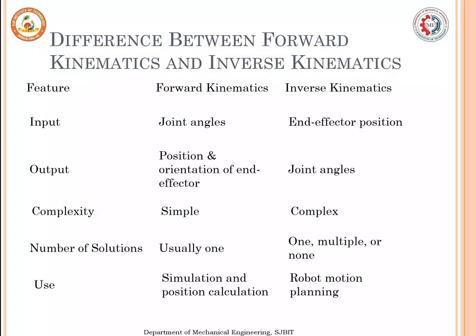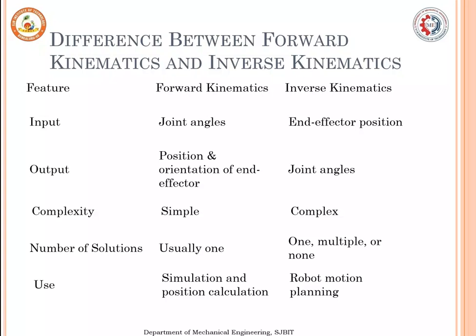So what is the difference between forward kinematics and inverse kinematics? Let us take different features like input, output, complexity, number of solutions and use. In forward kinematics, the input is the joint angles; in inverse kinematics, it is the end effector position. For output, in forward kinematics we get the position and orientation of the end effector; in inverse kinematics, we get the joint angles. The level of complexity is simple in forward kinematics. In inverse kinematics, it is really complex, but to reach the endpoint we have to calculate all the parameters to get the required motion inside the robot.